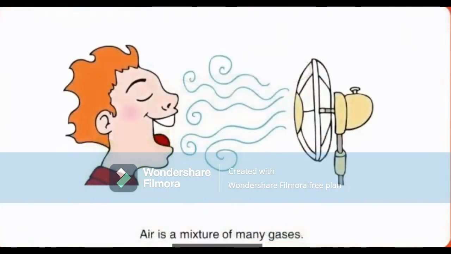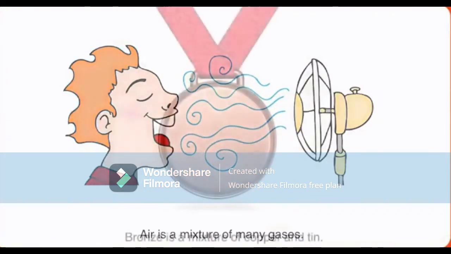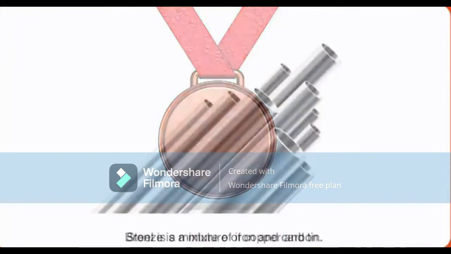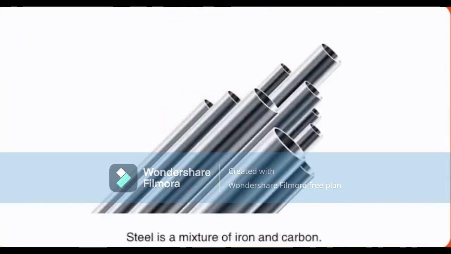Let us look at some more examples of homogeneous mixtures. Air is a mixture of many gases. The particles of all gases are distributed uniformly in the air. Bronze is a mixture of copper and tin. We cannot distinguish or identify copper and tin separately in a sample of bronze. Steel is a mixture of iron and carbon. Iron and carbon are distributed uniformly in these steel pipes.